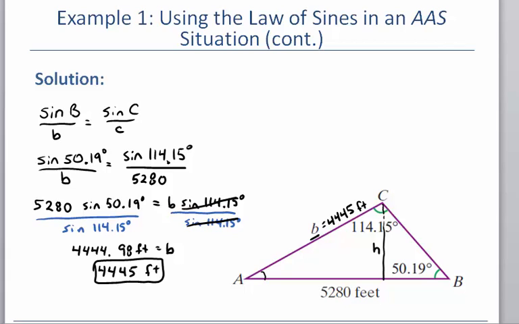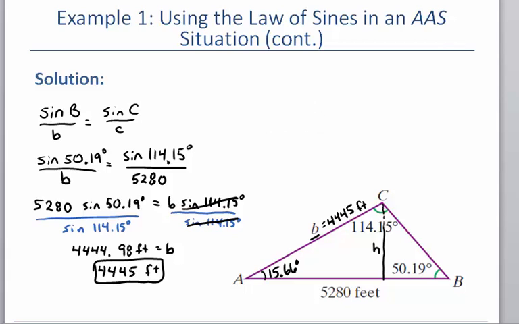All right, so we know that the angles add up to 180 in the triangle. So we have 114.15, we have 50.19, so we can find that missing angle. Let's go ahead and do that real quick. So I would take 180, I would subtract off 114.15, I would subtract off 50.19. Okay, that should leave me with that one missing angle that I don't know. All right, so that leaves me 15.66 degrees.